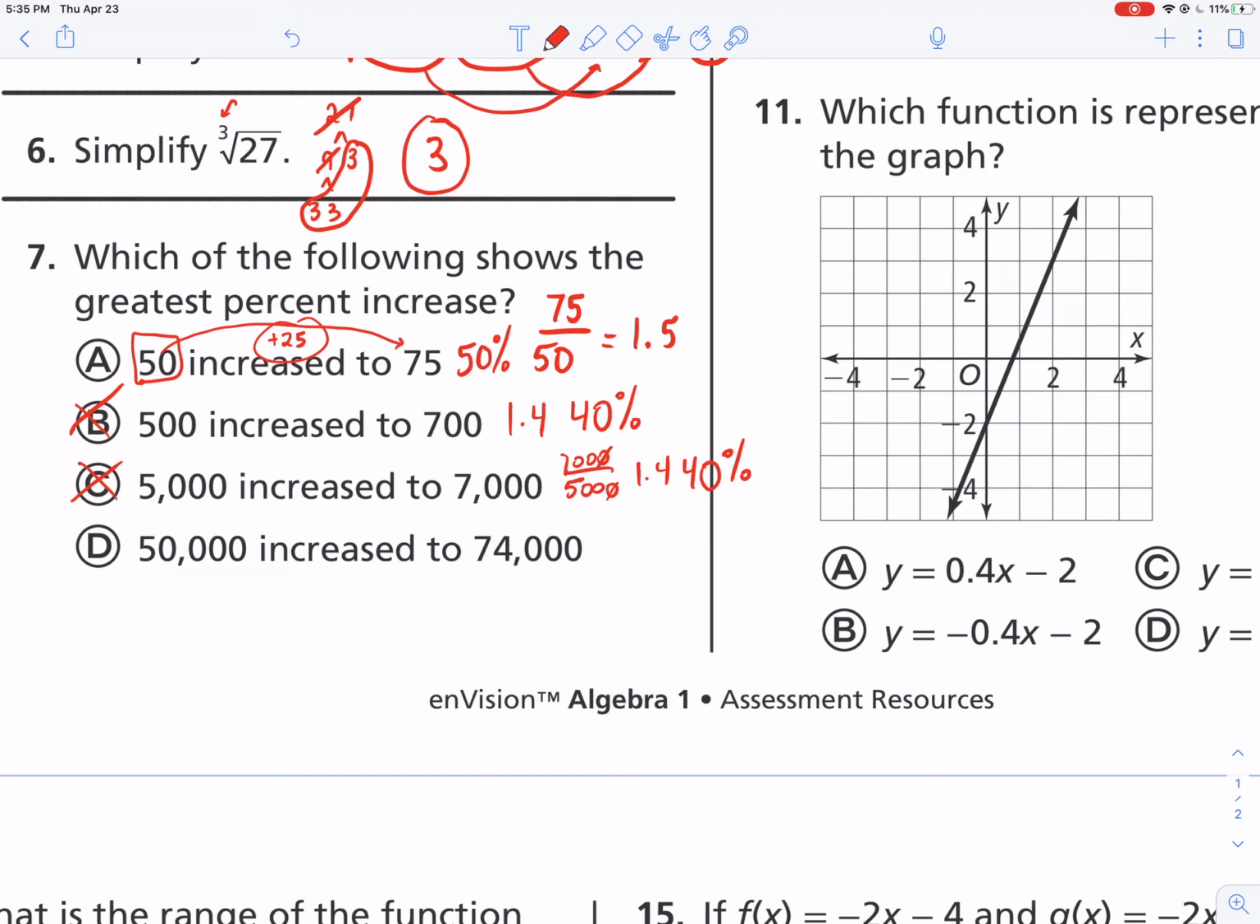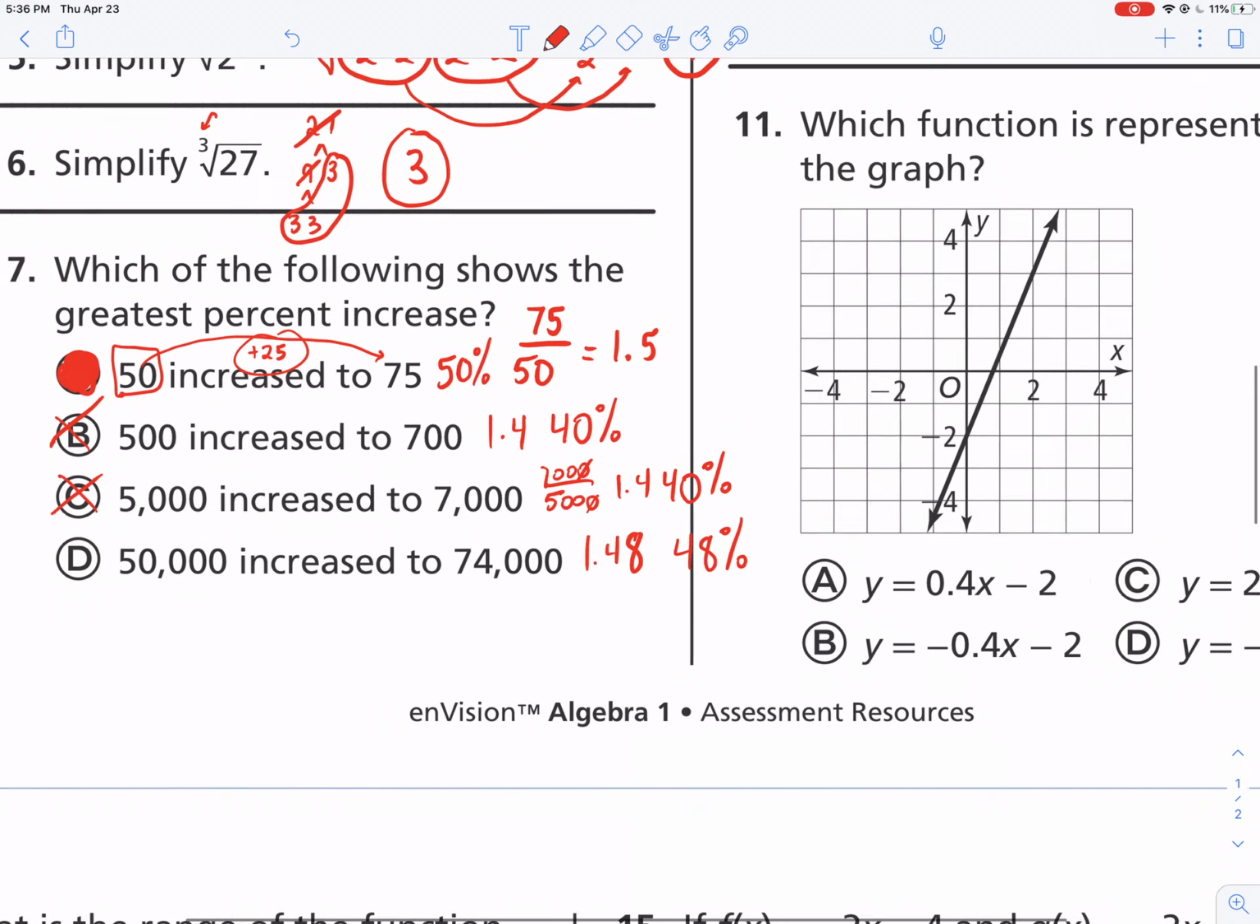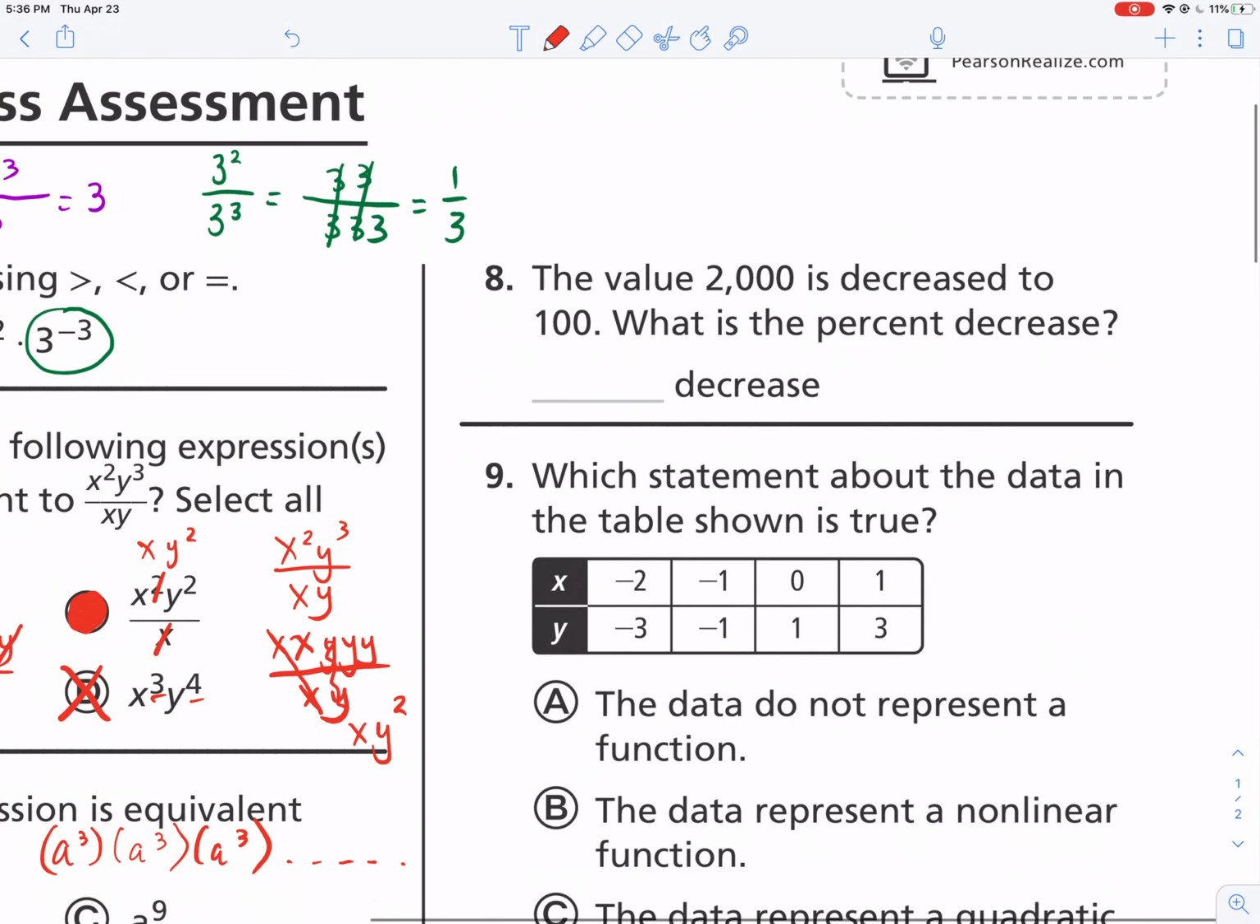And then if we did 74,000 divided by 50,000, we would get 1.48. And in that case, we would say, okay, we have a 48% increase. So A trumps them all, the 50%. Okay, moving on to number 8.